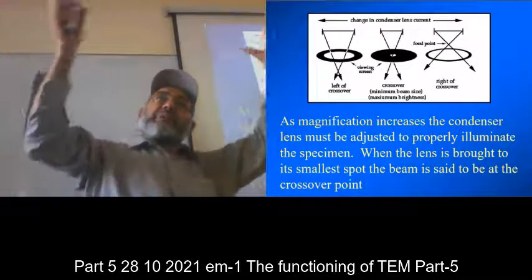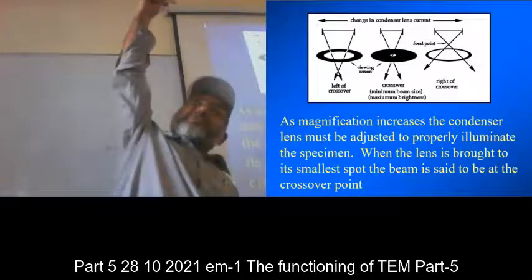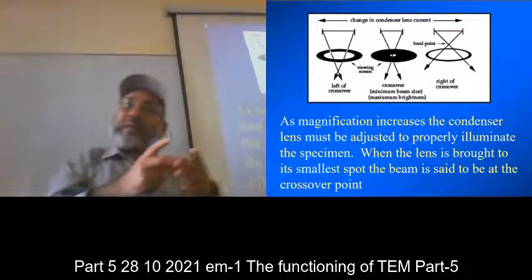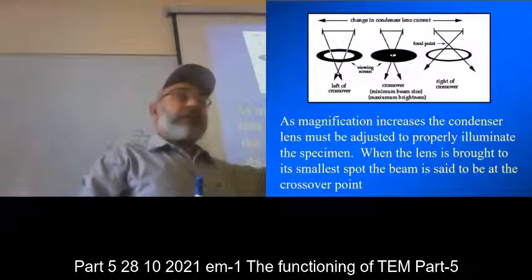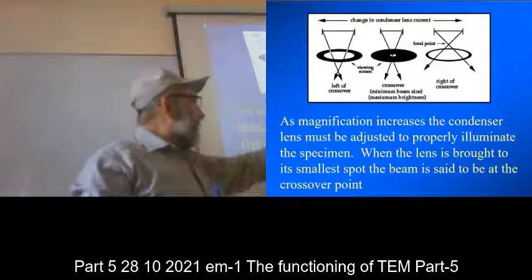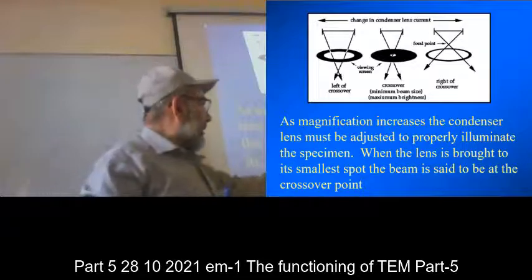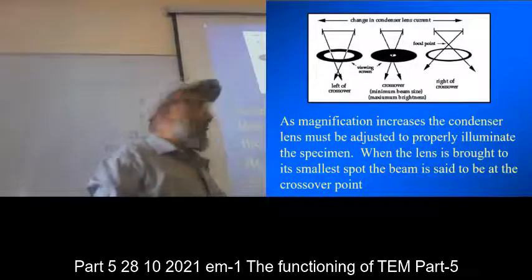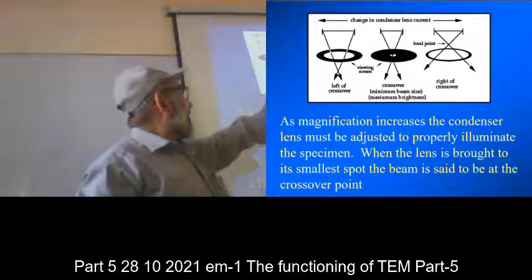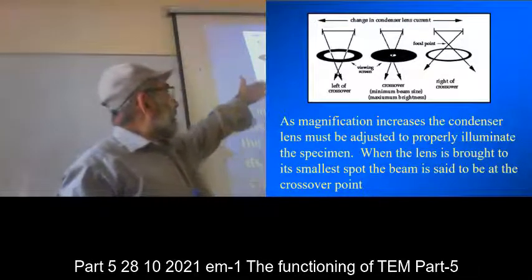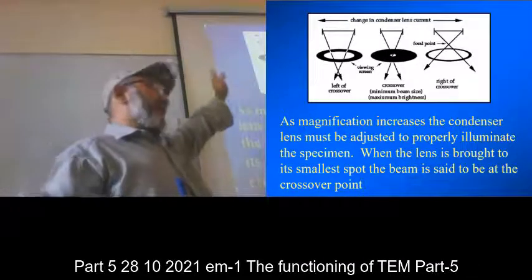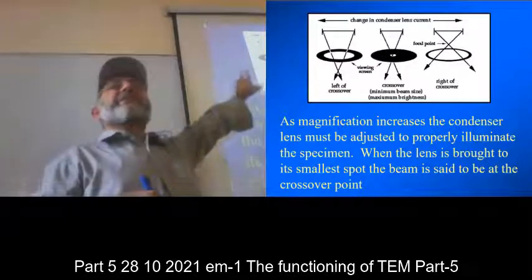So it is keeping the beam in such a way that even if you take it higher and higher, still enough beams of electrons are falling onto the top of the sample. So it must be adjusted to properly illuminate the specimen. When the lens is brought to its small spot, the beam is said to be at the crossover point. Look at that: here, left of the crossover, that is the center minimum beam size, and right of the crossover. So in both cases, left extreme and right extreme, the beam is not focused.